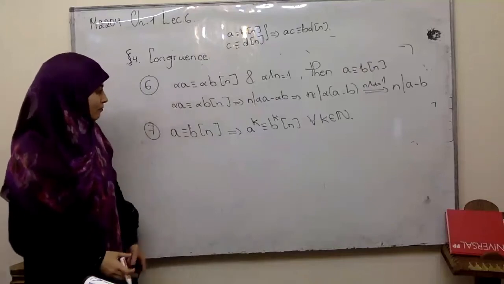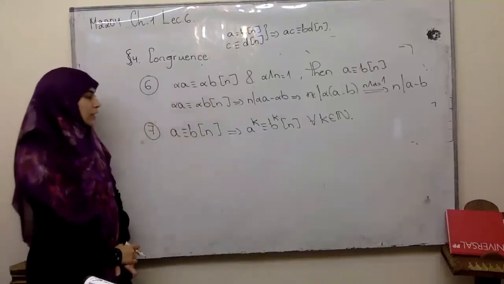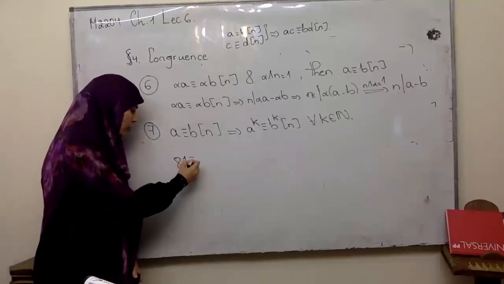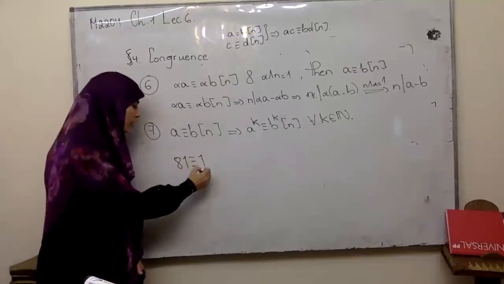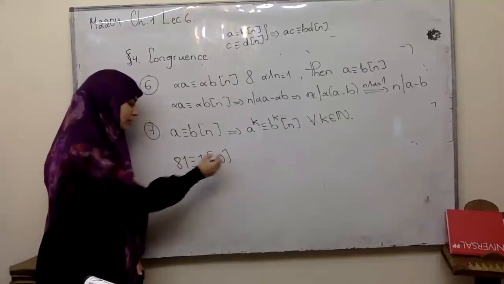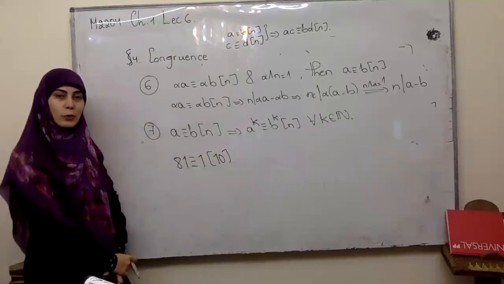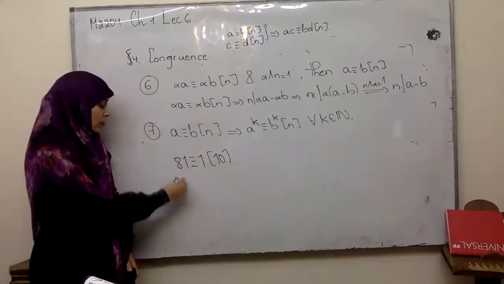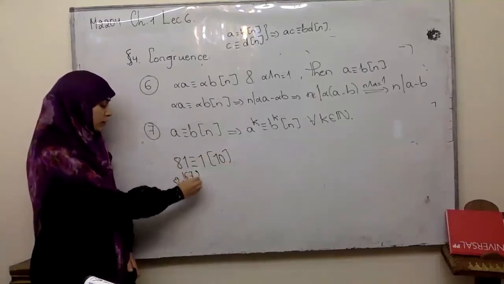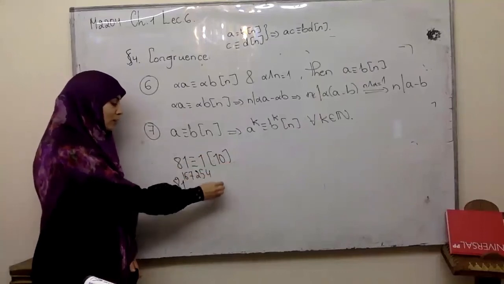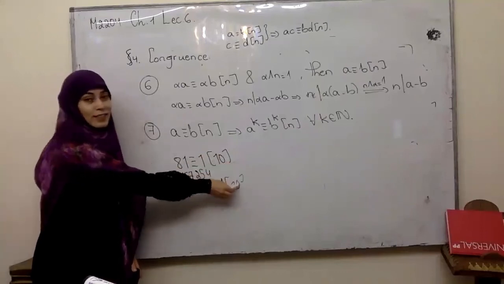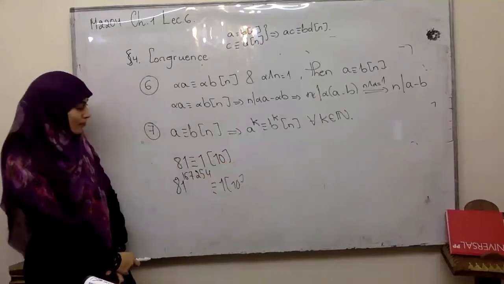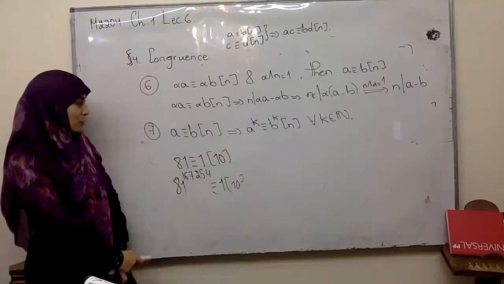For example, I know that 81 is congruent to 1 modulo 10. Okay, 81 is congruent to 1 modulo 10. If I raise 81 to a power, what will remain? It will stay congruent to 1 modulo 10; the remainder will stay 1. Okay? So it is an important property.